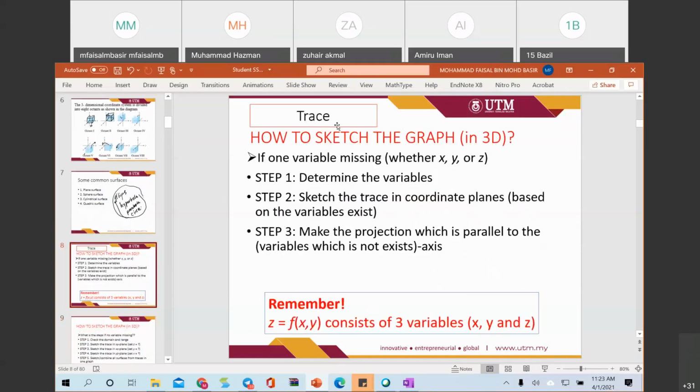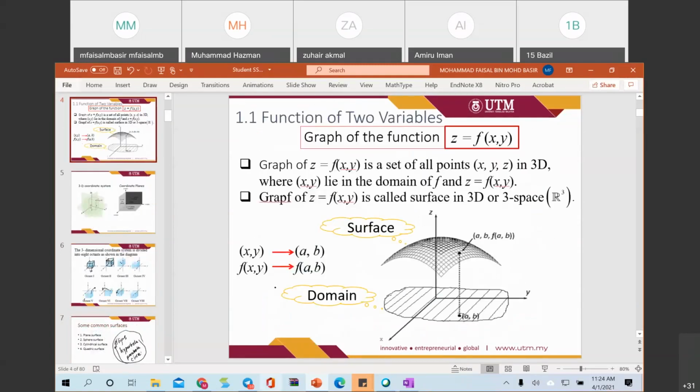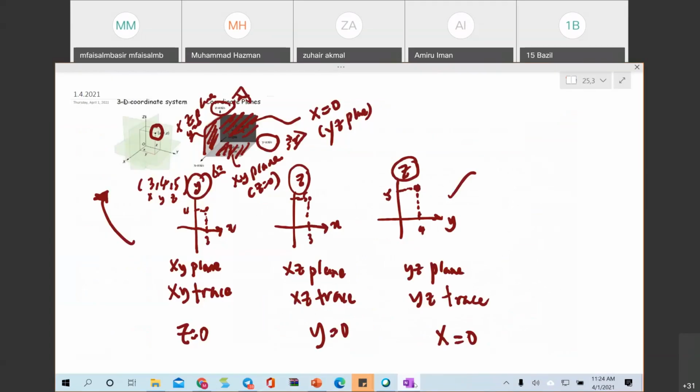How to sketch a 3D graph? Trace. Yes, trace. It is the one most important thing to sketch the 3D. You have to show these three traces: XY trace, XZ trace, YZ trace. XY trace means what? z = 0. XZ trace means y = 0. YZ trace means x = 0. So remember these three. You have to draw these three before you draw the 3D.